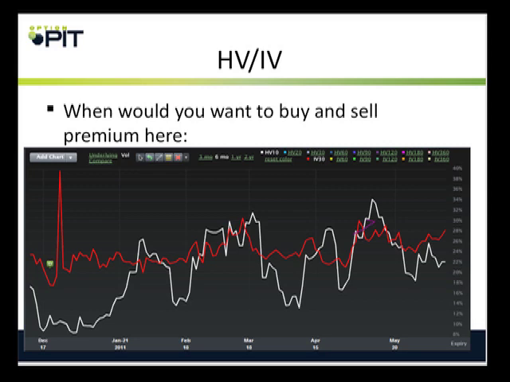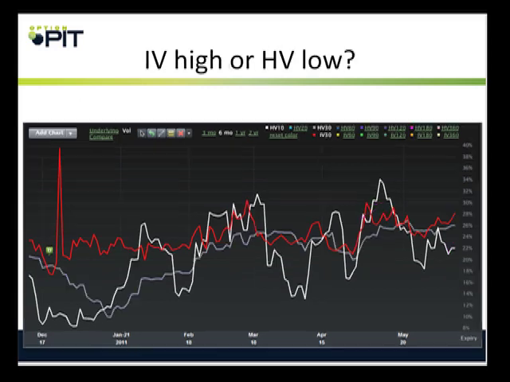All right? Meanwhile, this would be an area where you might really think about, what do you think? That's a decent premium sale. You've got an IV that is somewhat elevated to HV. The two of them are going to come together. Now, this isn't that simple, though. I want to point you towards something. Is IV too high or HV too low?